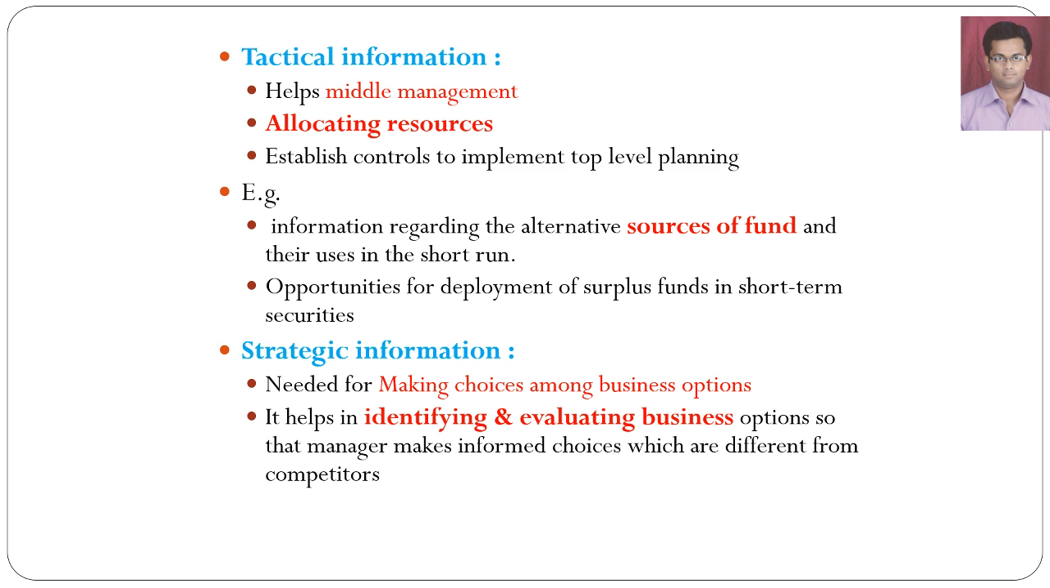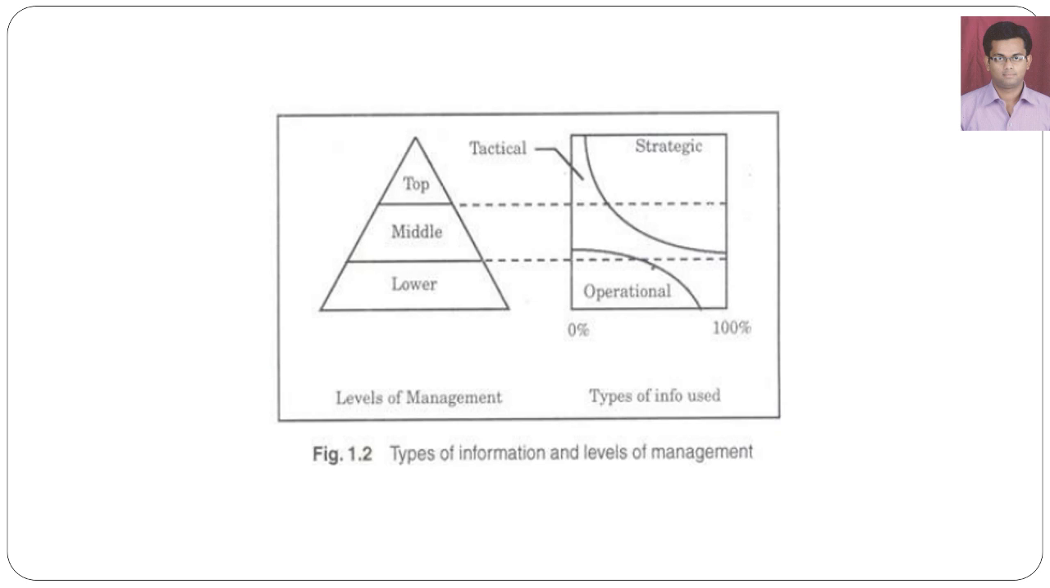The next and essential category of information is strategic information. It is needed for making choices among business options. It helps in identifying and evaluating business options so that managers make informed decisions and informed choices which are different from competitors.